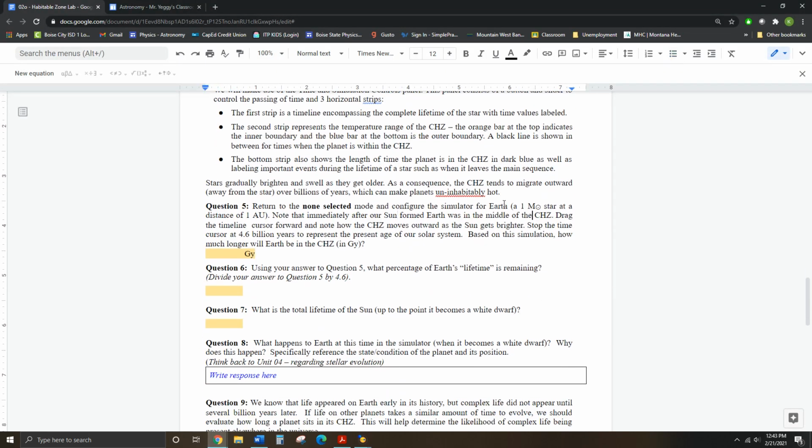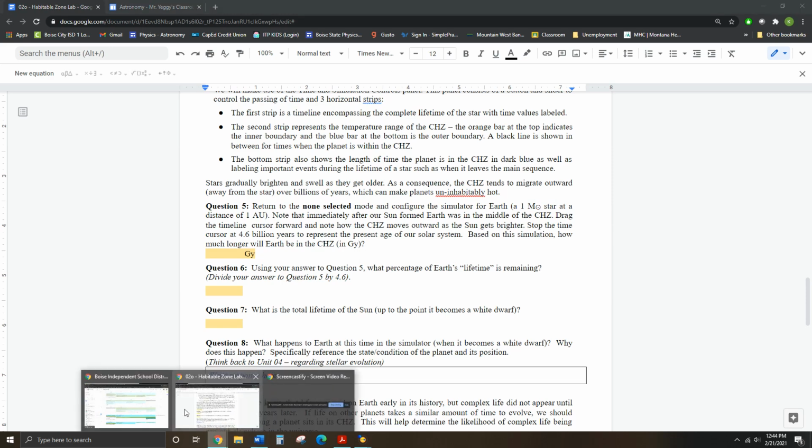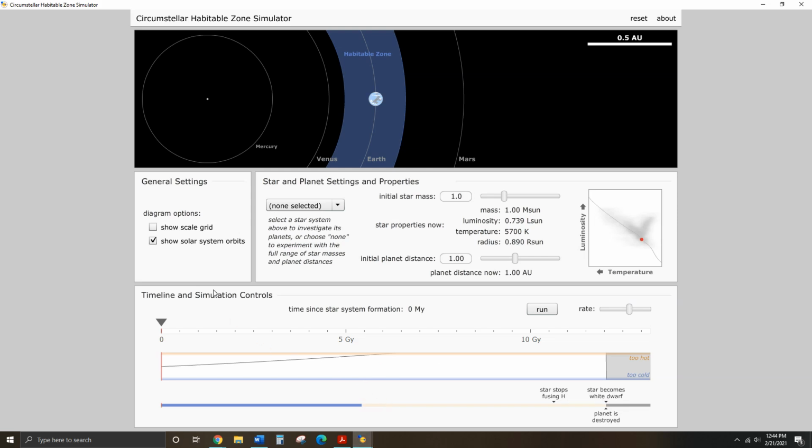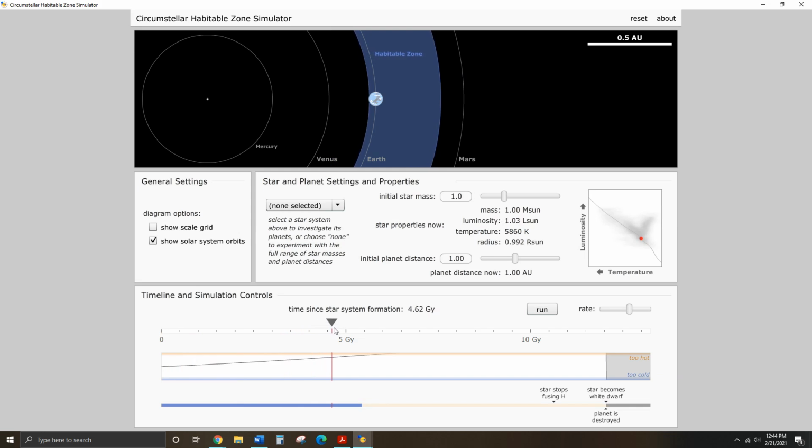So let's see our questions. We're going to configure this simulator to the Earth. It's our sun, 1 solar mass, distance of 1 AU, and we're going to move it to 4.6 billion years. And then we want to figure out, well, how much longer. I hate this part of the lab, but I simultaneously love it just because it's so interesting. Let's go to 4.6 billion years. This is where we are in Earth's history. We're at 4.6 giga-years in Earth's history. This is us today. How much time do we have left in the circumhabitable zone? How long until Earth is no longer able to sustain liquid water?